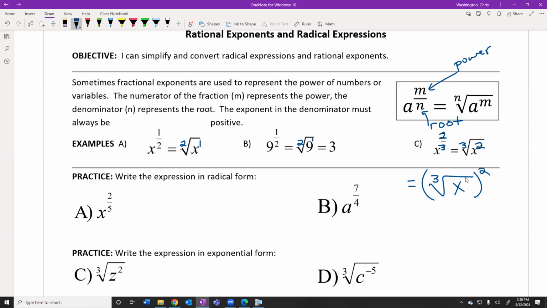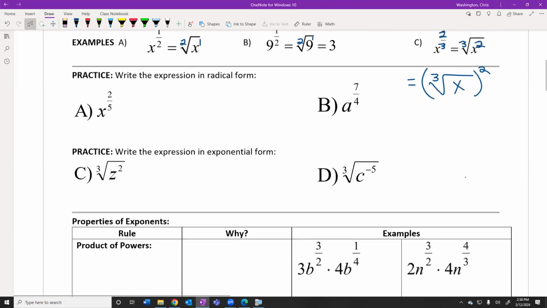So what does that tell me? That tells me that I can square it before I take the cube root, or I can take the cube root first and then square it. It actually doesn't matter which one we do first. If we're doing these without a calculator, we would try to do whichever one would be easier. Would it be easier to square the number first and then take the cube root? Or would it be easier to take the cube root first?